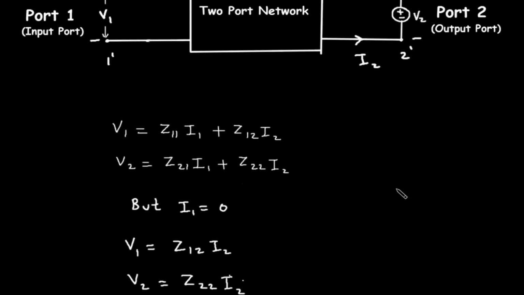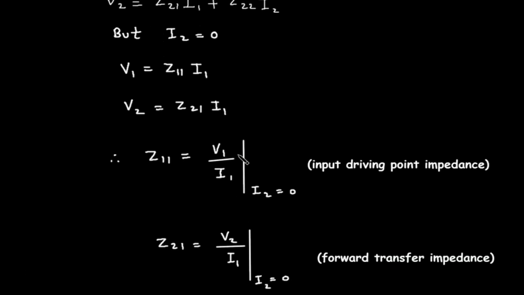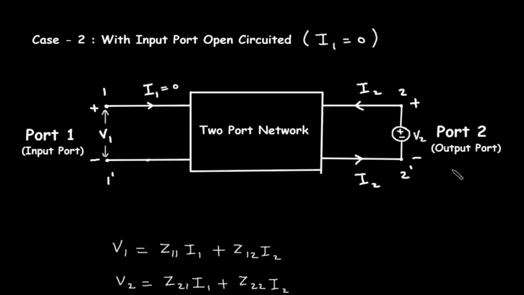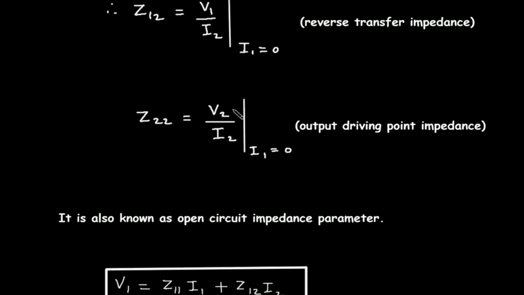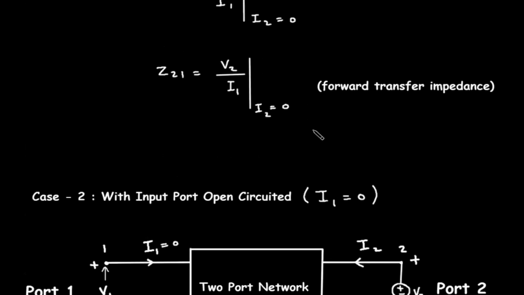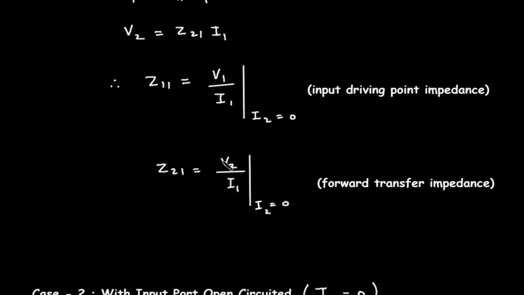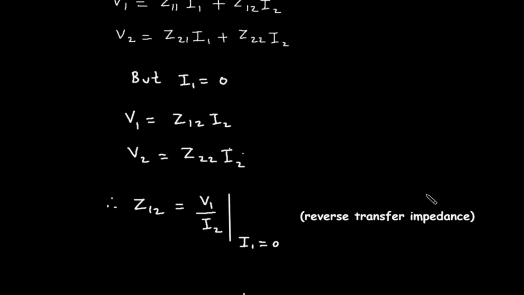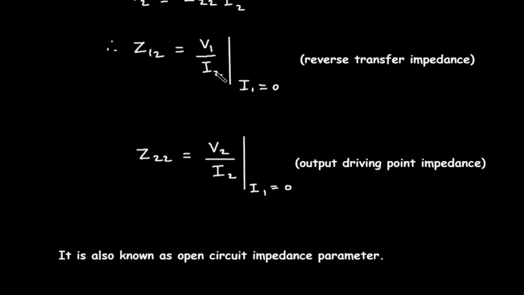Here we can see when Z11 is the ratio of input voltage and input current, that time it is called input driving point impedance. And when it is the ratio of output voltage and output current, that time it is called output driving point impedance. And when the Z parameter is the ratio of output voltage divided by input current, that time it is called forward transfer impedance. And when it is the ratio of input voltage and output current, that time it is called reverse transfer impedance.